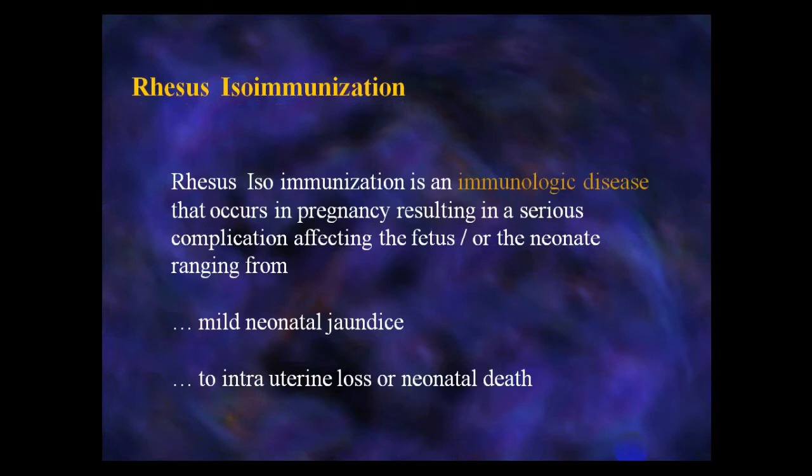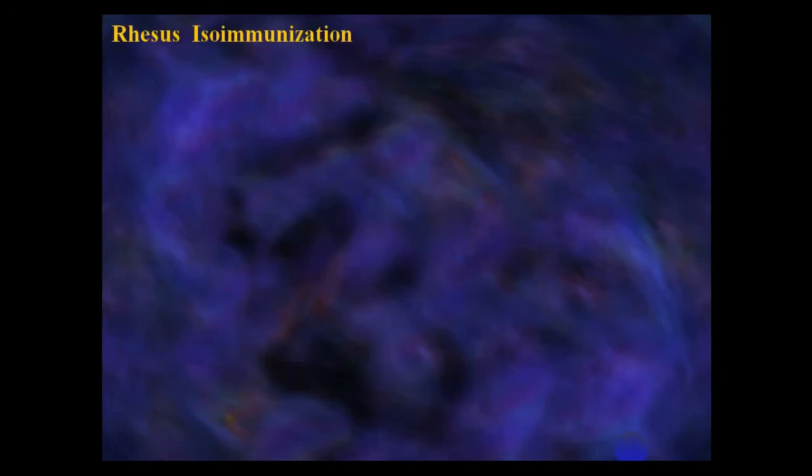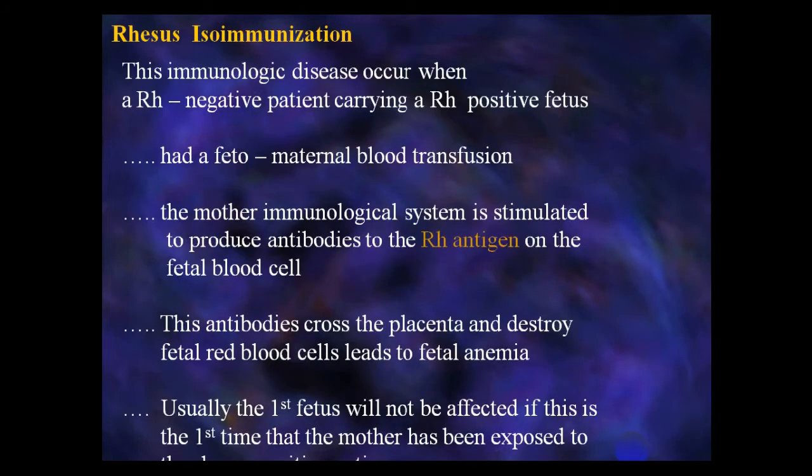Rh isoimmunization is an immunological disease that occurs in pregnancy, resulting in a serious complication affecting the fetus or the neonate, ranging from mild neonatal jaundice to intrauterine loss or neonatal death, according to the affected fetus. This immunological disease occurs when an Rh negative patient is carrying an Rh positive fetus.